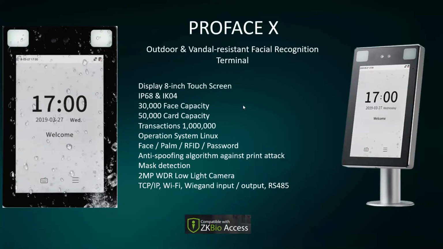Once again, it also supports anti-spoofing algorithms, meaning you can't show this device a picture or a video or a 3D mask of somebody that is registered. It will just simply block it. It won't allow that specific person to enter. It has a 2 megapixel WDR low light camera. So once again, a brilliant camera built in. It has to have a brilliant camera because it needs to do that facial recognition.